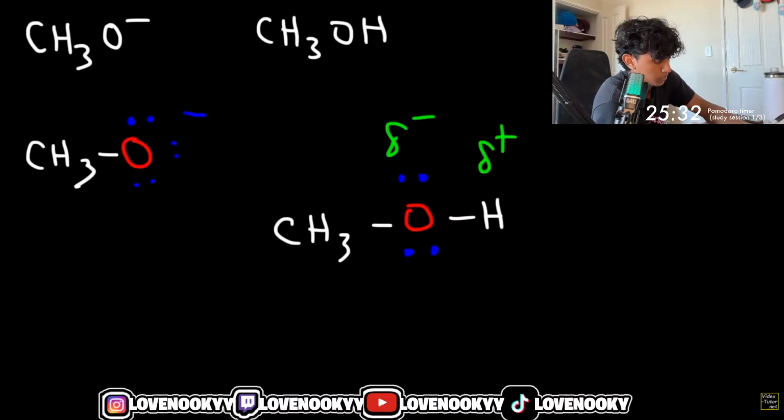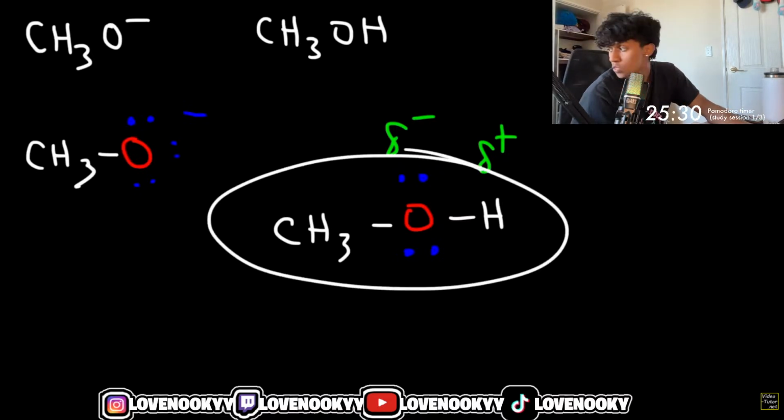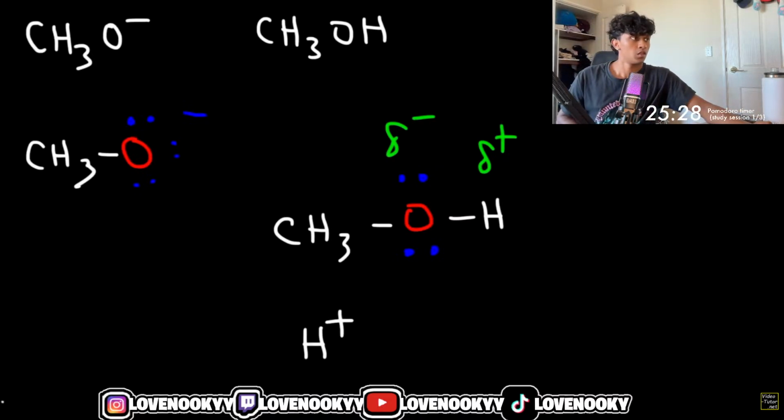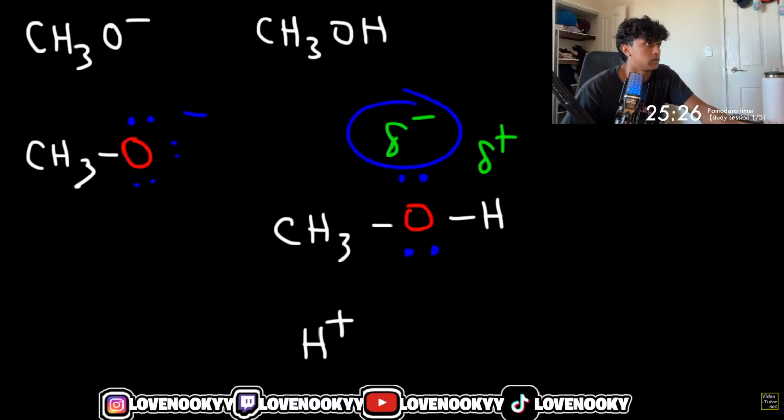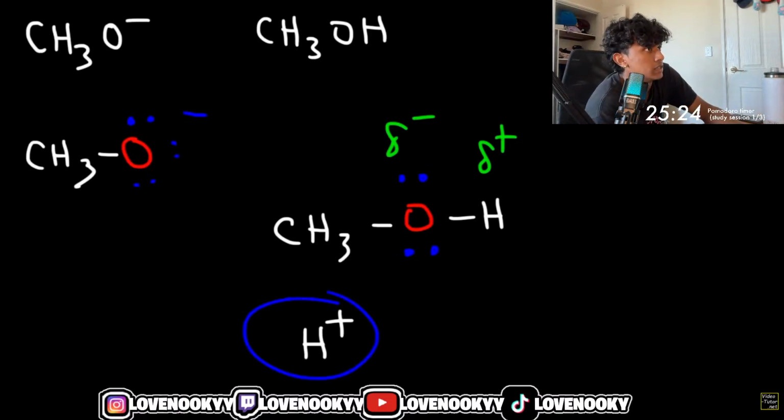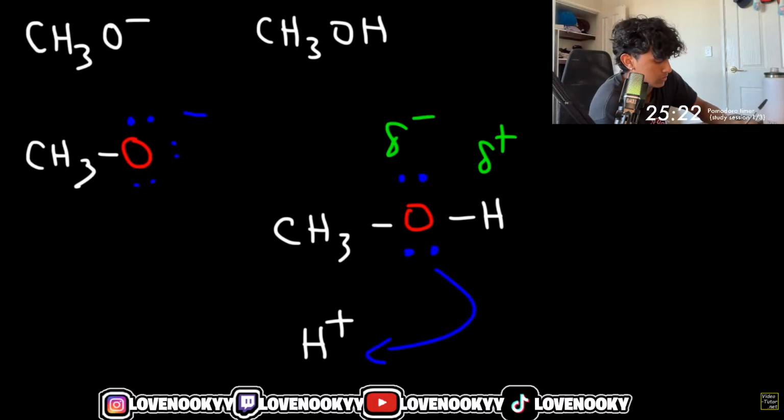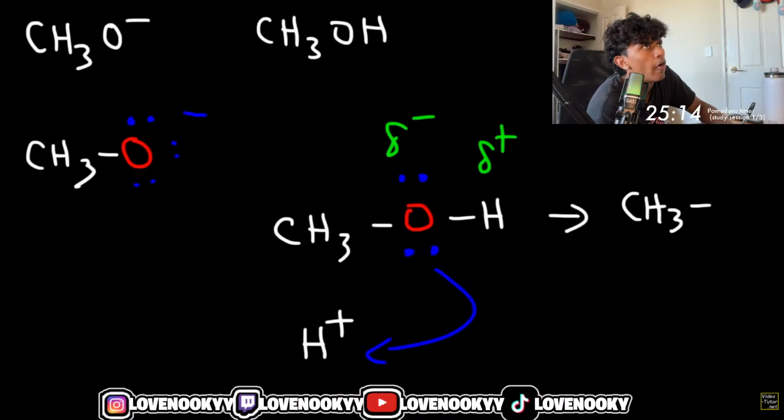Now what about if the oxygen gains hydrogen? What's going to happen? What we're going to do is react methanol with a hydrogen ion. Now we said that oxygen has a partial negative charge, and so it's attracted to the positively charged hydrogen ion. And so it's going to use a lone pair to form a bond between the oxygen and the incoming hydrogen. And so we're going to get a structure that looks like this. I'm running out of space here.